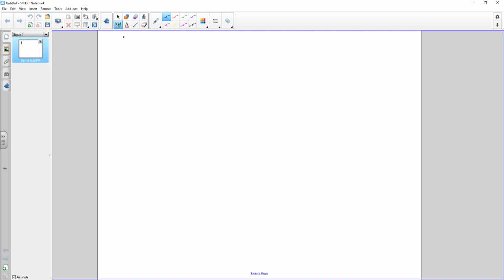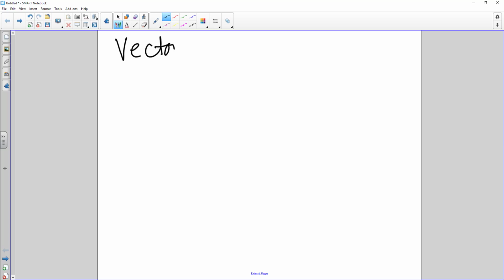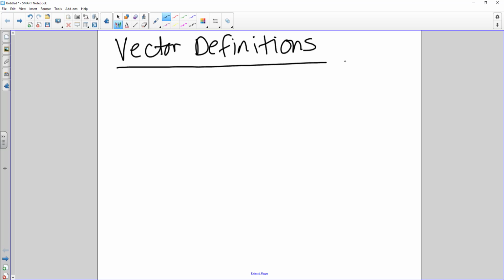So we're going to talk about some vector definitions, what vectors are, and some things related to that. Vector definitions. To get us started, a vector is something that measures magnitude and direction.